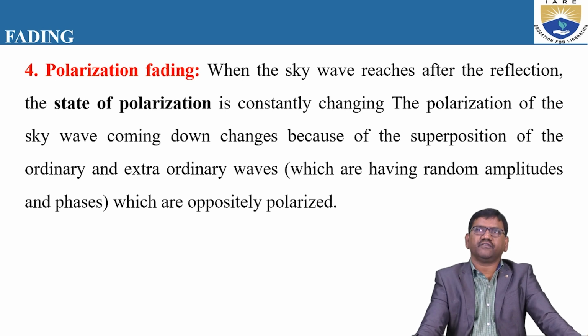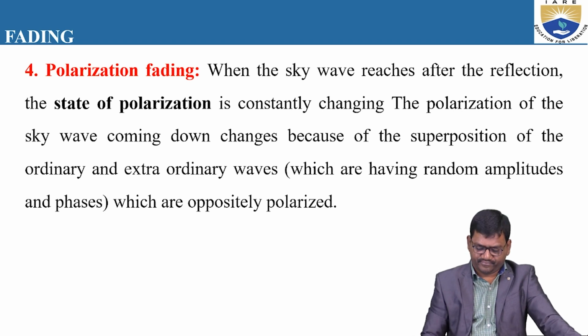Polarization fading. When the sky wave reaches after reflection, the state of polarization is constantly changing. The polarization of the sky wave coming down changes because of the superposition of the ordinary and extraordinary waves.